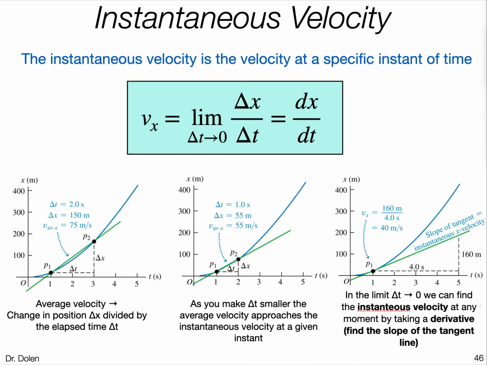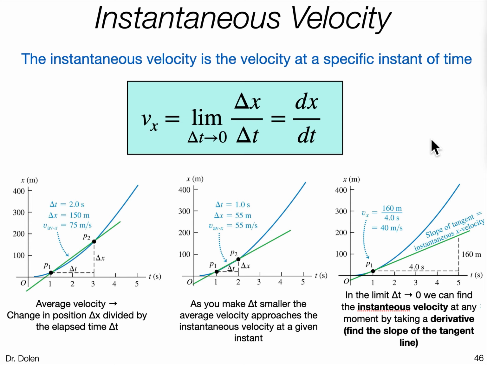Okay, so in the last video we talked about average velocity. In this video we're going to define instantaneous velocity. Average velocity was displacement over time. Instantaneous velocity is basically going to take the limit of that, right? The limit of displacement over time, or the limit when delta t goes to zero.